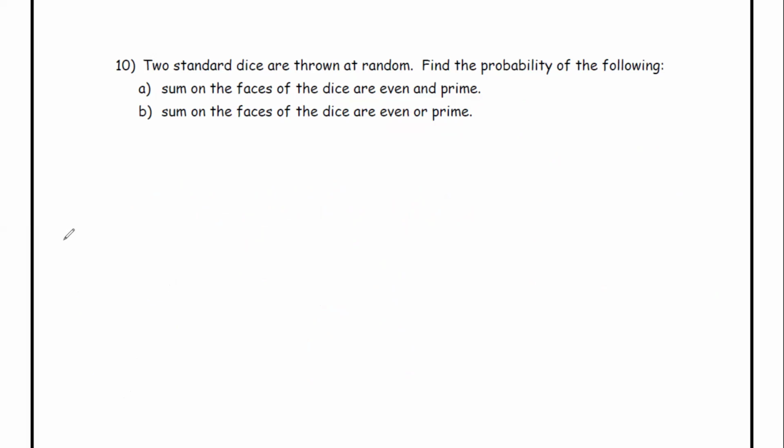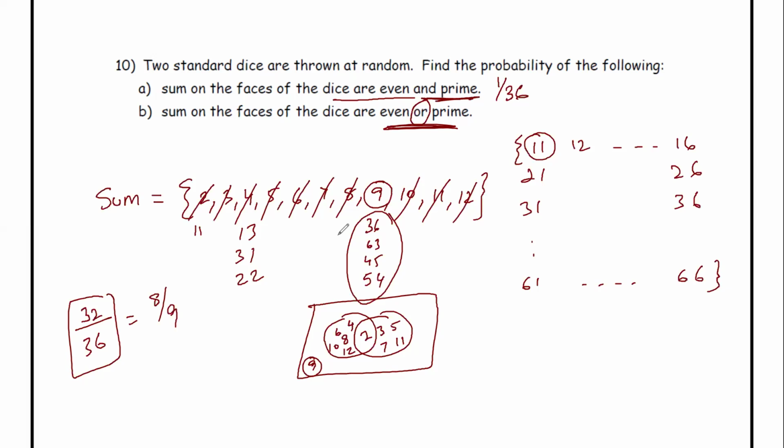I'm sorry, but there's one little point I want to talk about. My answer was 8 by 9 or 32 by 36. What I want to draw your attention to is this: the sum on the face of the dice is even or prime. Suppose the question is that the sum on the face of the dice is not even or prime. Understood? Then the answer would be 1 by 9, which is 4 out of 36.